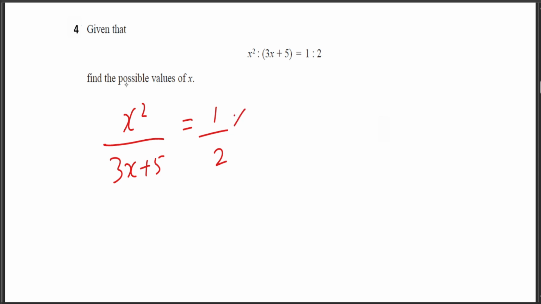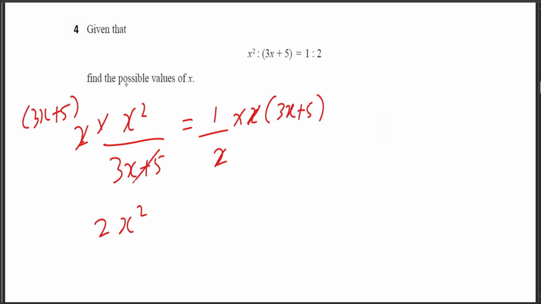Or another way, multiply 2, and you get 2x squared. Then obviously this and this should cancel out, then multiply by 3x plus 5, and obviously this and this gets cancelled out. So 2 times x squared will give you 2x squared, and 1 times 3x plus 5 is going to give you just 3x plus 5.